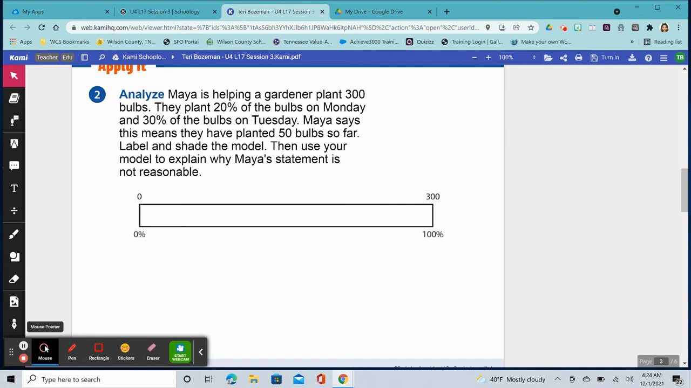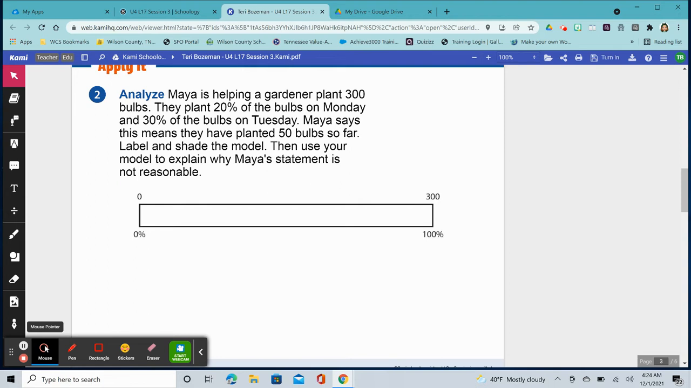All right, number 2. Maya is helping a gardener plant 300 bulbs. They plant 20% of the bulbs on Monday and 30% of the bulbs on Tuesday. Maya says this means they have planted 50 bulbs so far. Label and shade the model, then use your model to explain why Maya's statement is not reasonable.